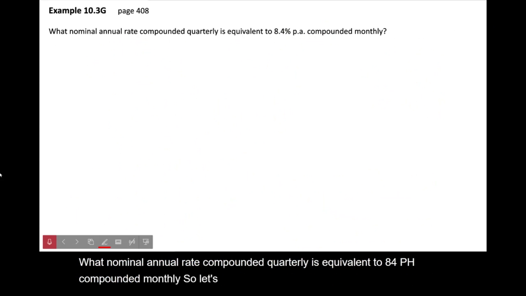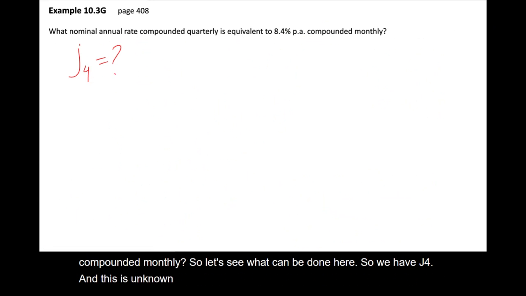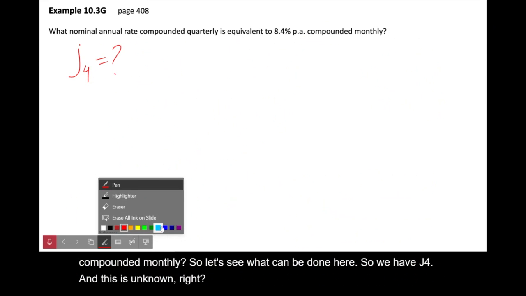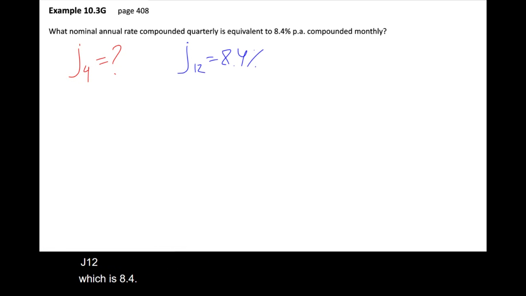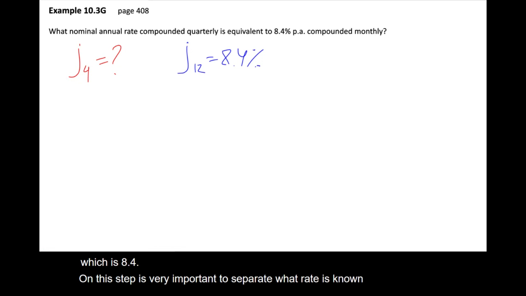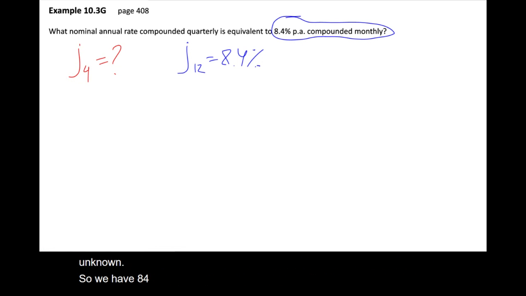So let's see what can be done here. So we have J4, and this is the unknown rate. And we have J12, which is 8.4. On this step, it's very important to separate which rate is known and which rate is unknown. So we have 8.4 compounded monthly as the known rate. Is that part clear, people?